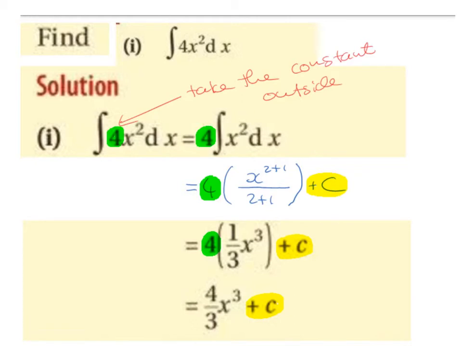So x squared, we add on 1 to the power, so we have x to the power of 2 plus 1, and we divide by 2 plus 1, and we have the 4 in front, and we add on a plus c. X to the power of 2 plus 1 is x cubed, and 2 plus 1 is 3, so we end up with a third x cubed with the 4 stuck on in front plus c. And 4 times a third is 4 over 3 x cubed plus c. So we multiply in the constant at the end.